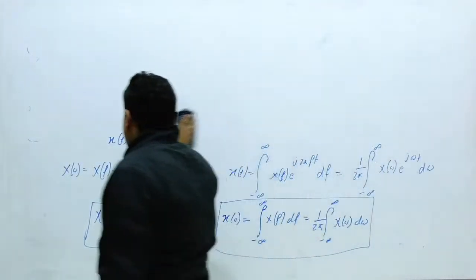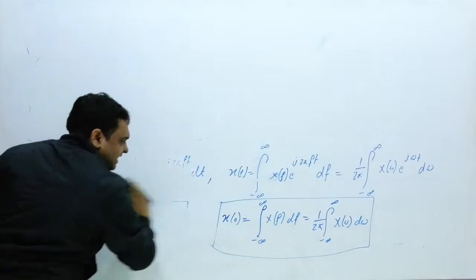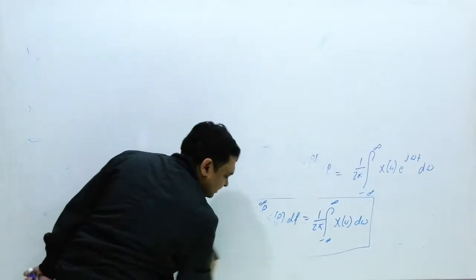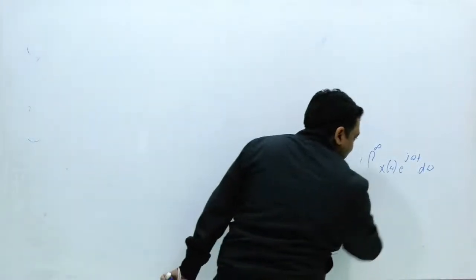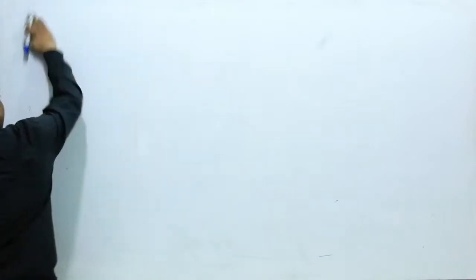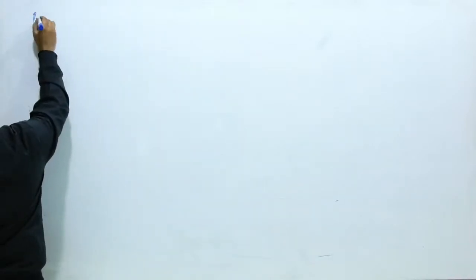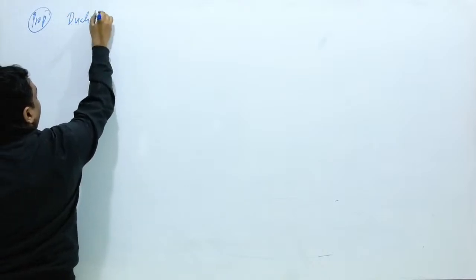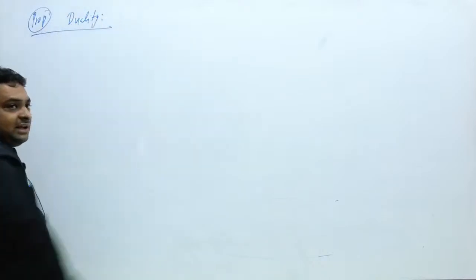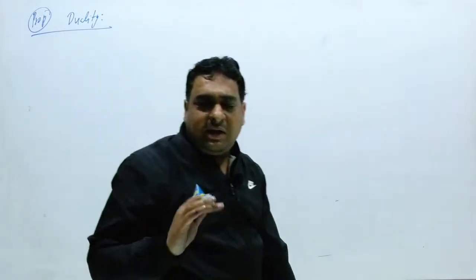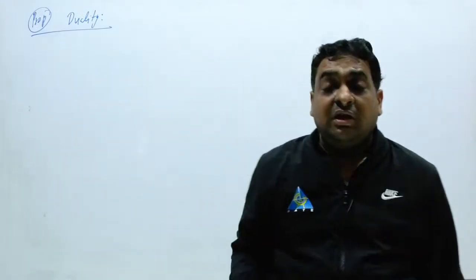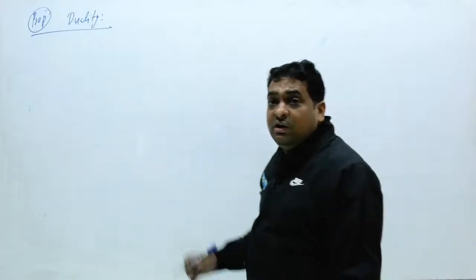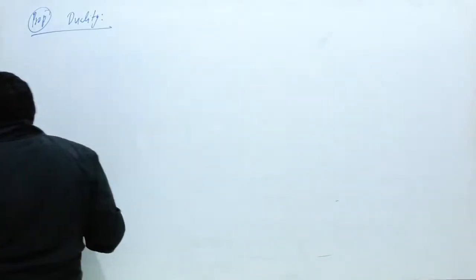Clear this? Now, the most important property of the Fourier transform. All the properties I am going to teach you, I am not going to leave any property. Now the next property is duality, and this is my favorite property. Many students cannot apply this property in an efficient way. If you are expert in this property, you can solve most of the questions.